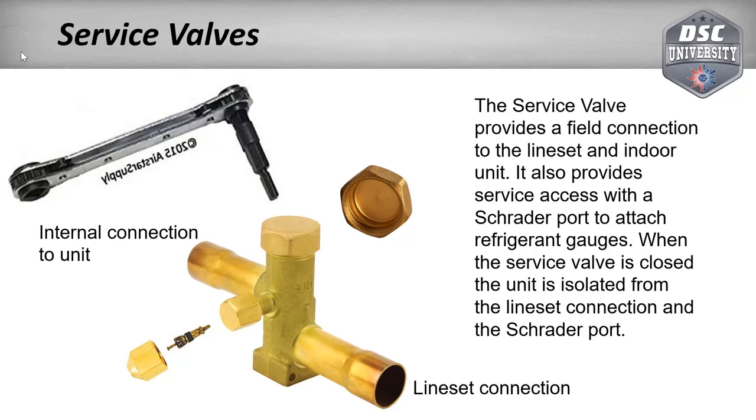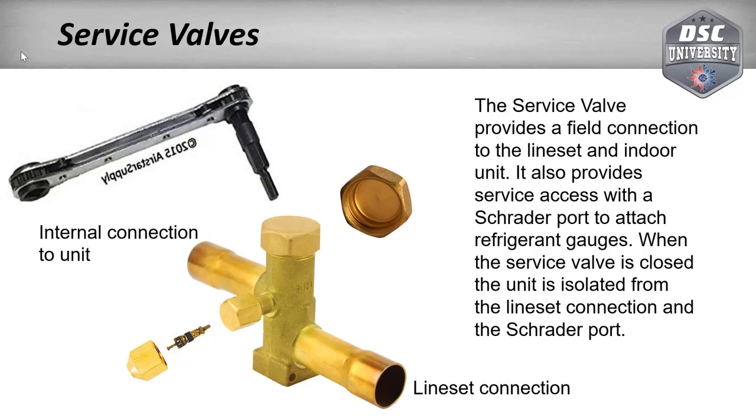Once I open this up with a service wrench, the refrigerant that's inside the unit is going to fill the line set and the coil. Then at any point, if I close that back, now I've got refrigerant on both sides, but it can't move one way or the other.